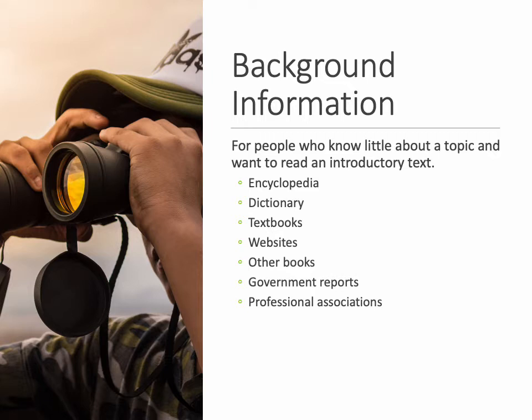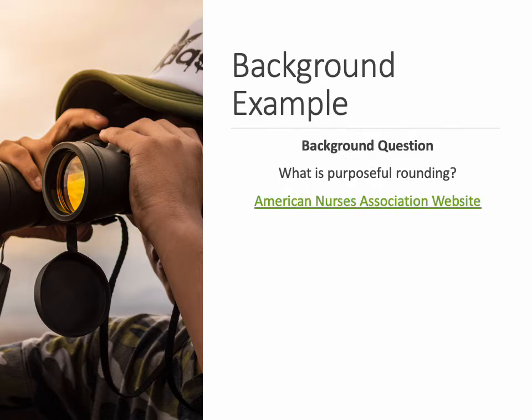You can find that in an encyclopedia, a dictionary, maybe a medical dictionary or medical encyclopedia, textbooks, maybe a reading that you have for your class, or websites. Sometimes just doing a general Google search on a particular topic or a word or a phrase can help you get a better understanding of the topic. You can look in other books on the topic, government reports, and professional associations. Those are all places where you would get it.